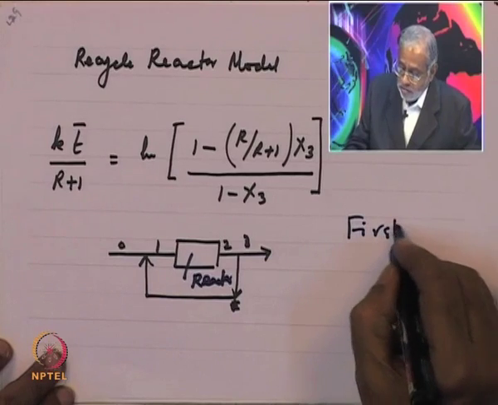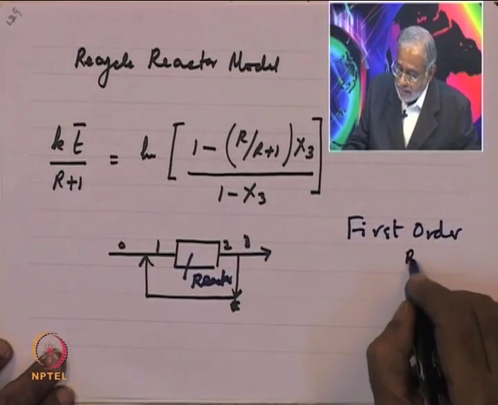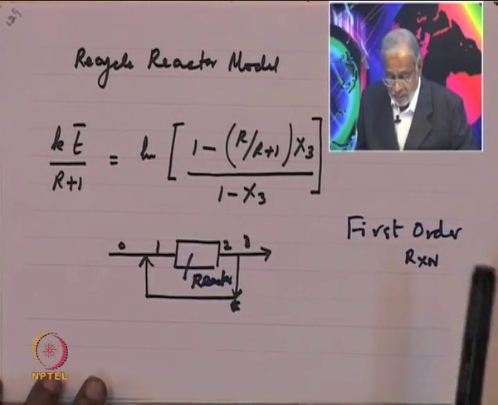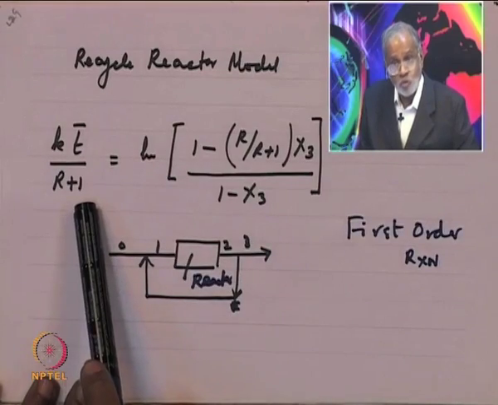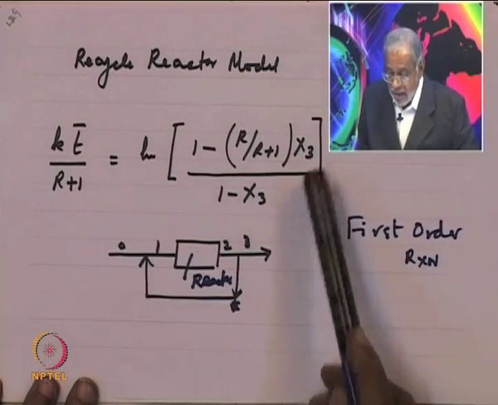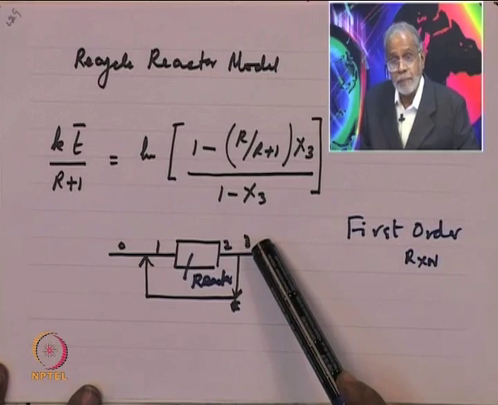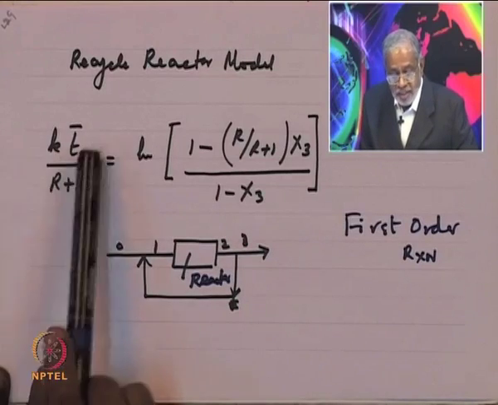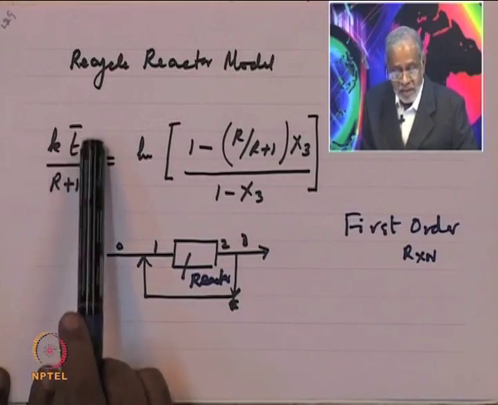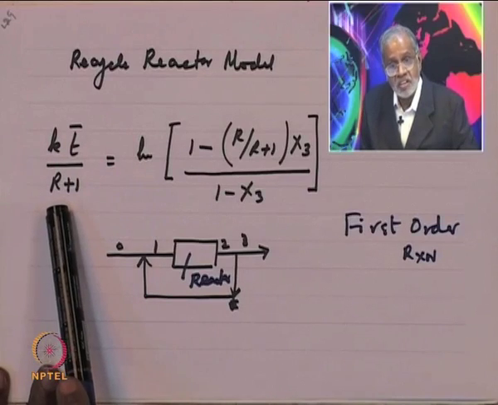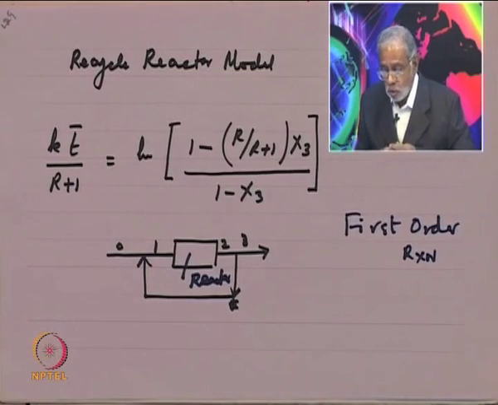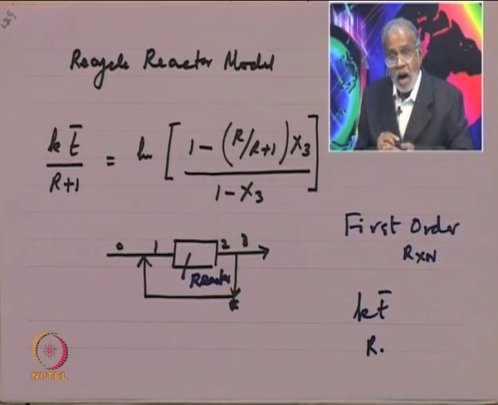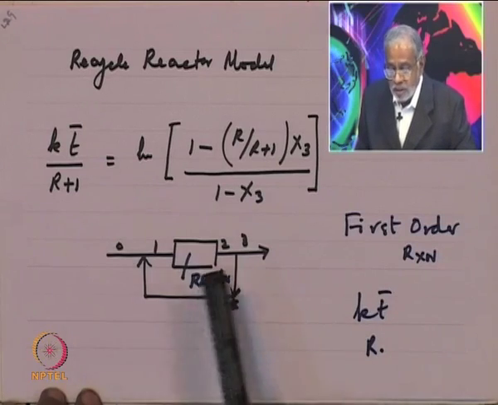All this we are doing for a first order reaction. We can do it for others, but what is important is to understand the fundamentals, therefore we have done it for a first order reaction. So, it says k tau bar by (R plus 1) is given by the right hand side, where X3 is the conversion at position 3. In other words, if we know the rate constant times residence time, k tau bar, and R, the recycle ratio, there are two parameters. What are the two parameters? k times tau bar and then R. If you know k tau bar and R, then we can say how the reactor will perform.